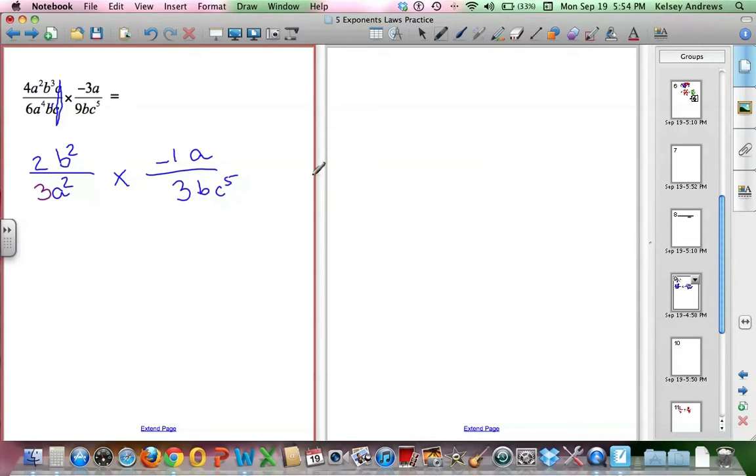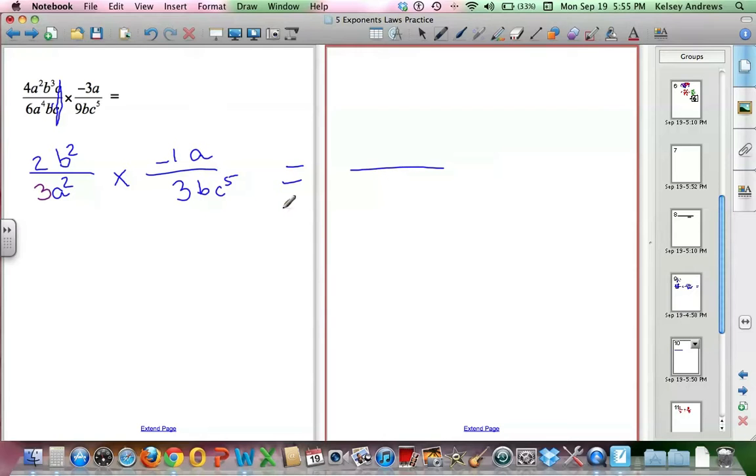Okay. So when we go through then and multiply the top times the top and the bottom times the bottom, that's going to give us our one fraction product. So if we look at our coefficients, we have 2 times -1 gives us -2.